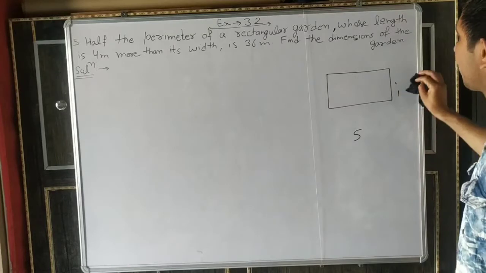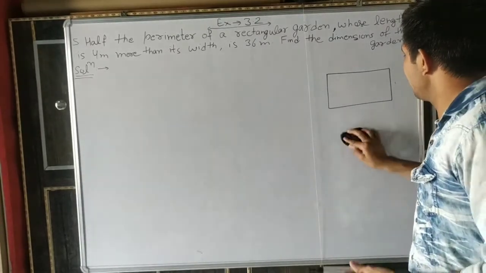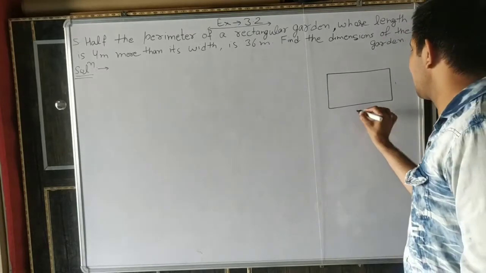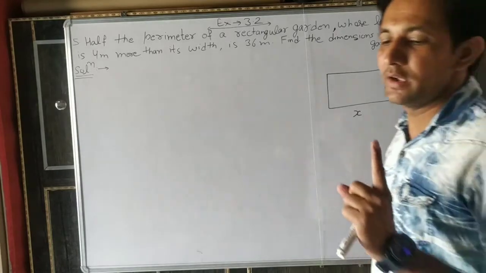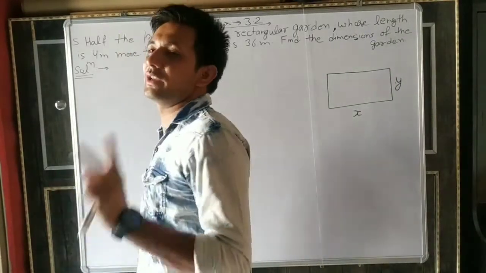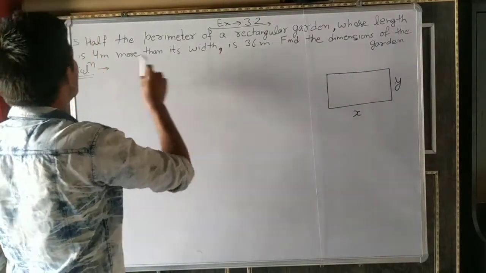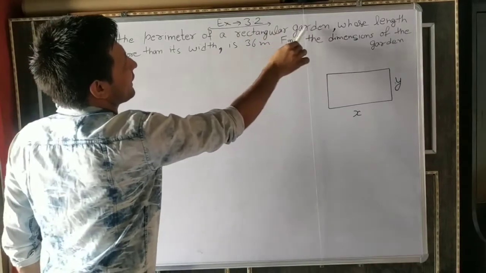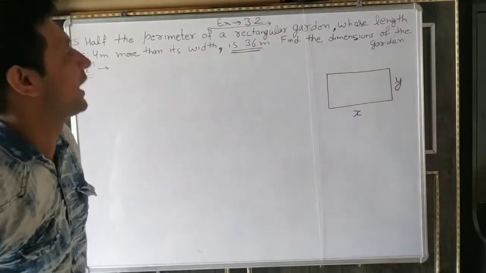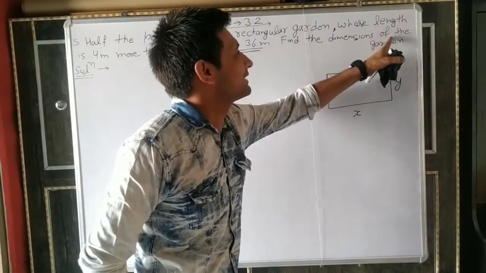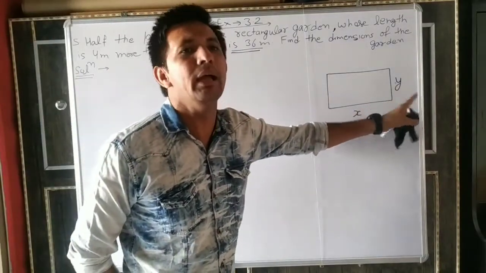Length is 4 meter more than width. So it means length is x and width is y, because we are studying linear equation in 2 variables. And one more thing is given: half the perimeter of a rectangular garden is 36 meter. Find the dimensions of the garden. Dimensions mean find the length and breadth.